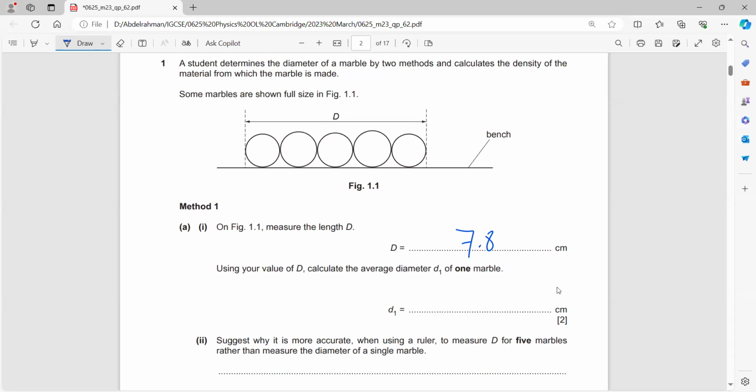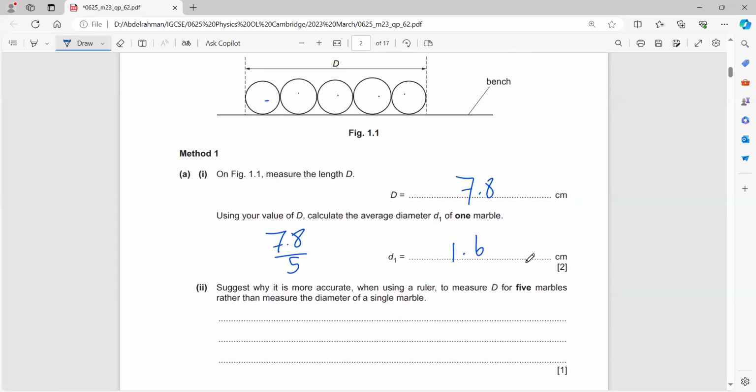How can I find the diameter of one marble? 7.8 divided by 5. Because we have 5 marbles, 7.8 divided by 5 would be 1.56, or we can just write down 1.6 centimeters.